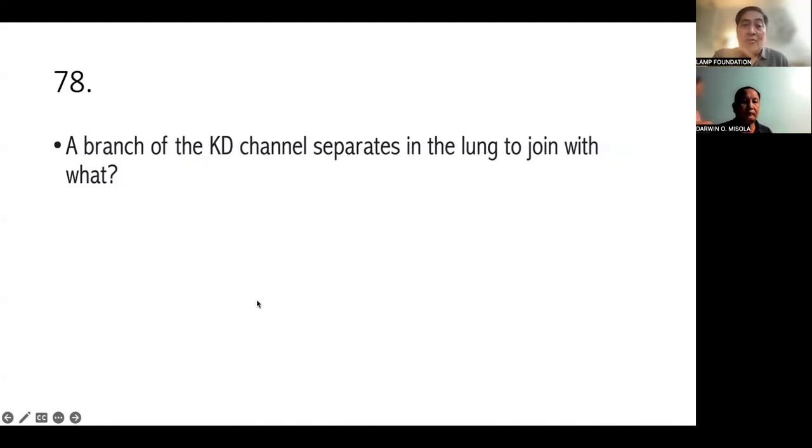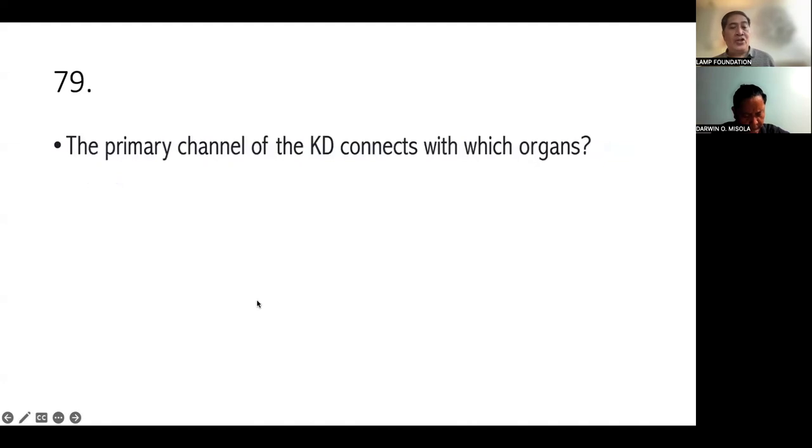Actually, you should really flash a light, no? Or you have to really use natural light. A branch of the kidney channel separates in the lung to join with the heart, and then it disperses into the chest to link with the pericardium. Number 79, the primary channel of the kidney connects with which organs? The kidney, the bladder, the lung, the liver, and the heart. Okay, also the pericardium, the root of the tongue, the throat, the spine, and the diaphragm.